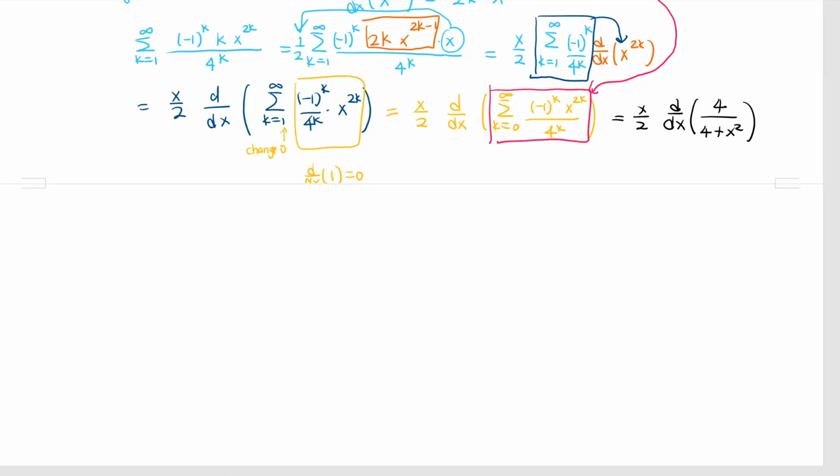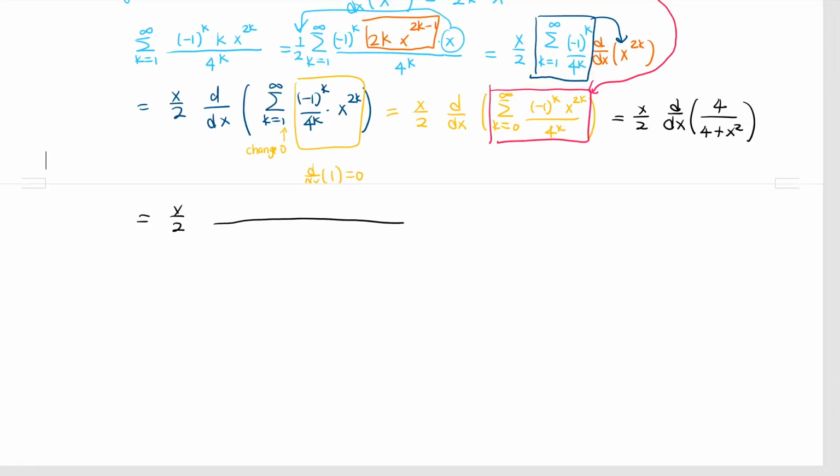Hi, we have more space. Let's continue. Okay, so we're going to differentiate. So x over 2, say here, we're going to differentiate that. What's the derivative of that?